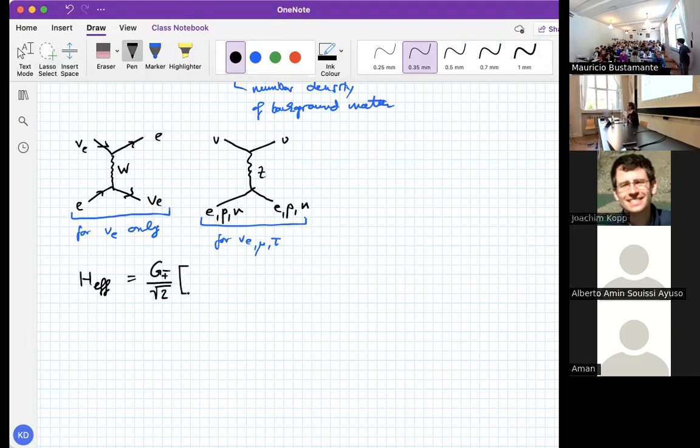For the diagram with the W boson, there should also be an S channel, correct? In theory? Yes, there's also an S channel, yes. Yeah, okay. Yeah, correct, yeah.